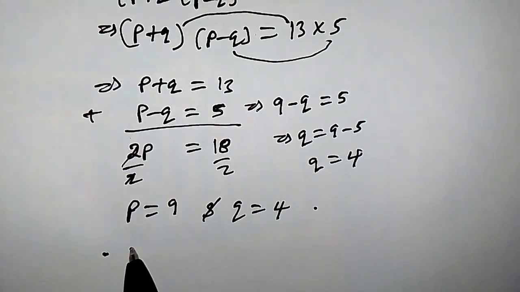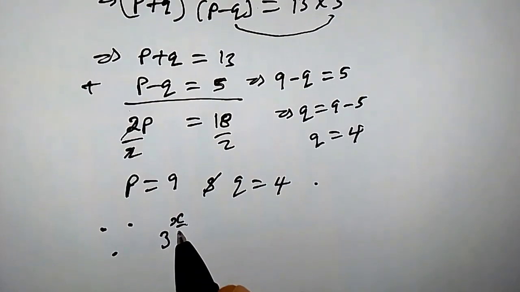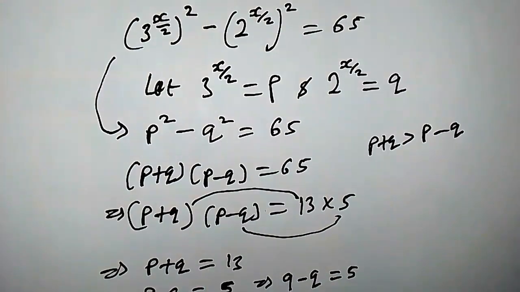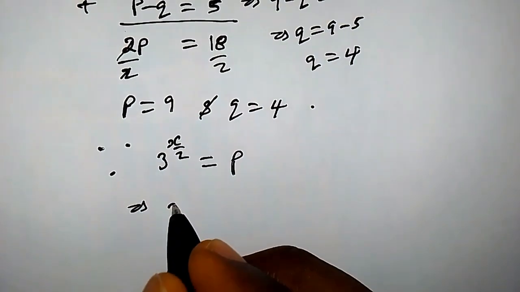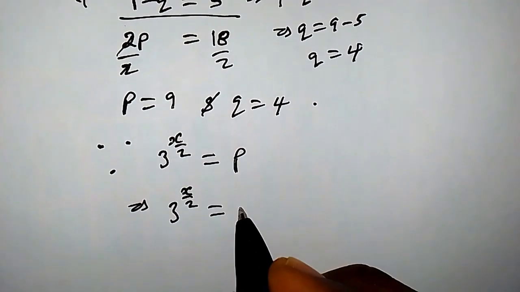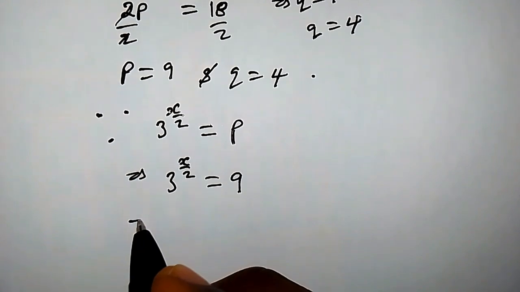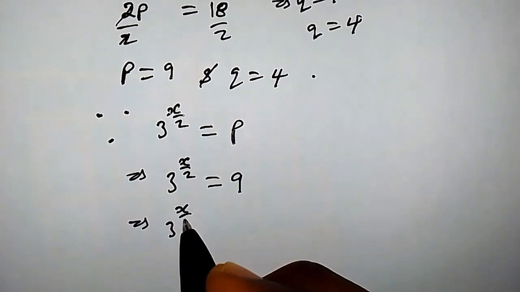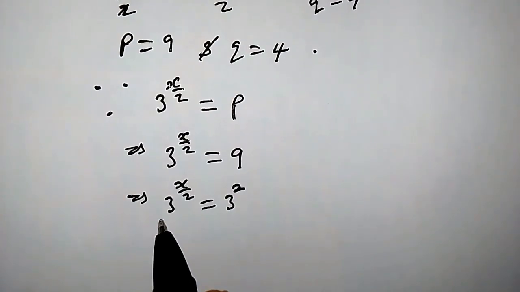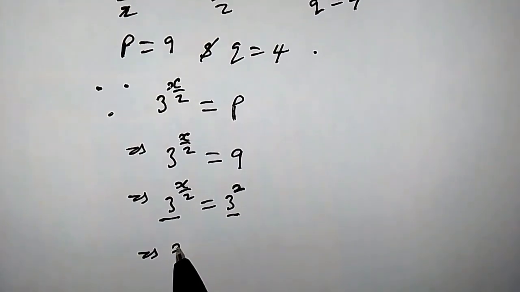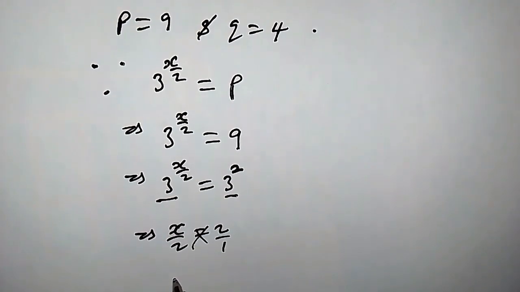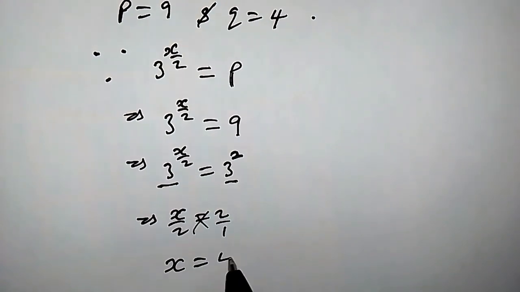Now, since 3 to the power of x over 2 is equal to p, from our assumption here, this implies that 3 raised to power x over 2 is equal to, what is p? P is 9. So we're going to write 9 here. So we can write this as 3 raised to power x over 2 is equal to 9, which is the same thing as 3 square. Since the base happens to be equal, this implies that x over 2 is equal to 2. When we cross multiply, we have x equals 4.